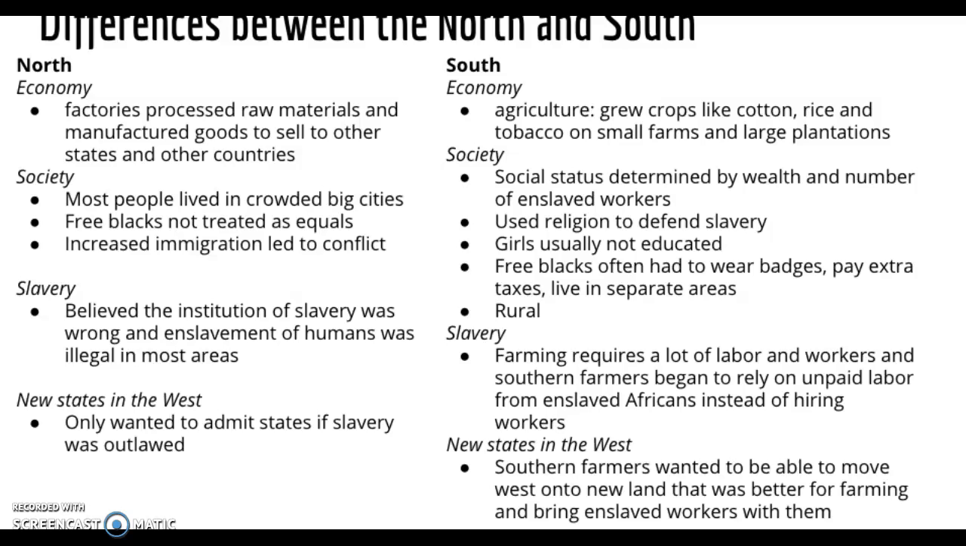This carries over into the admission of new states, which we saw when we were talking about Texas. The North only wanted to admit new states if they were considered to be free states. The South was only interested in admitting new states if they could bring their enslaved workers along with them when they went there. So go ahead and pause this and make sure you get all of this written down.